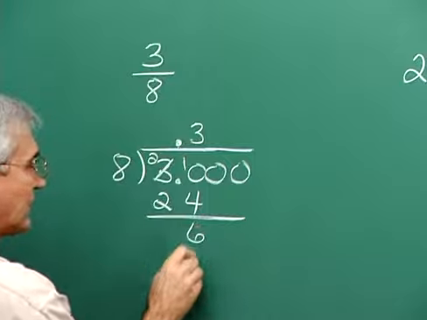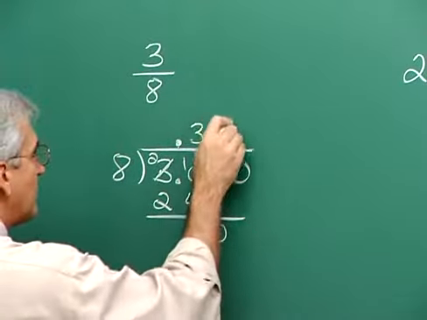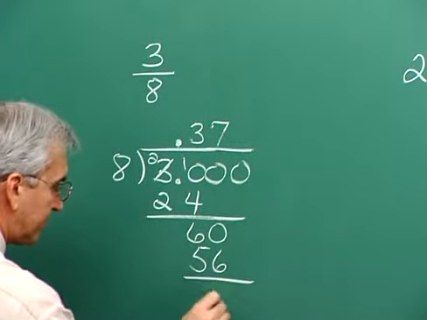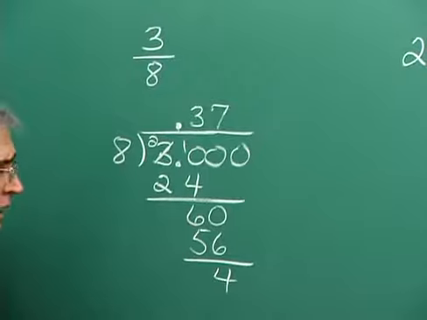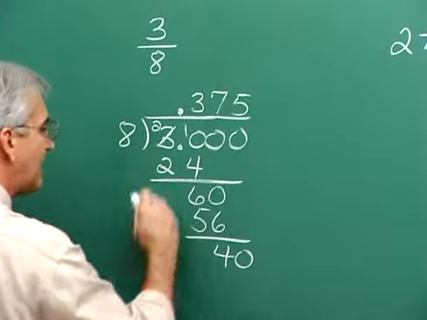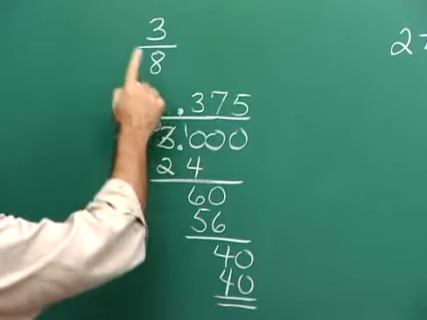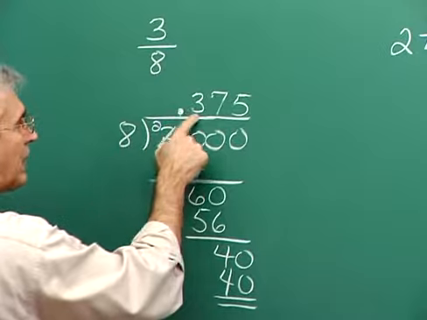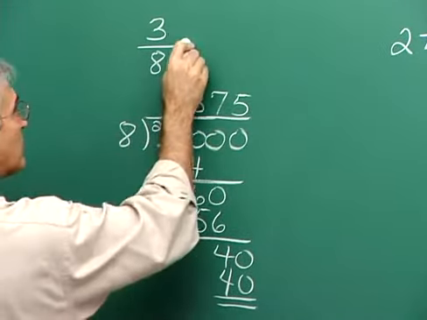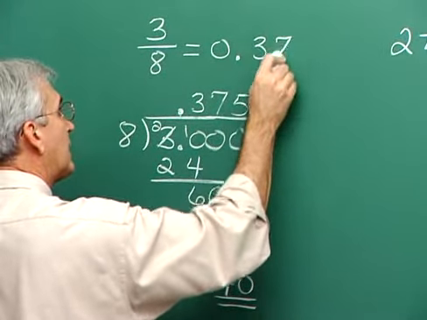10 minus 4, 6. Bring down the next digit. 8 into 60 goes 7. 7 times 8. Subtracting, I get 4. Then bring down the next digit. 8 into 40 goes 5. 5 times 8, 40. Now the division ended up going evenly, so 3/8 is equal to 0.375 or 375 thousandths. We would presumably write it with the 0 to the left of the decimal and write it like this.